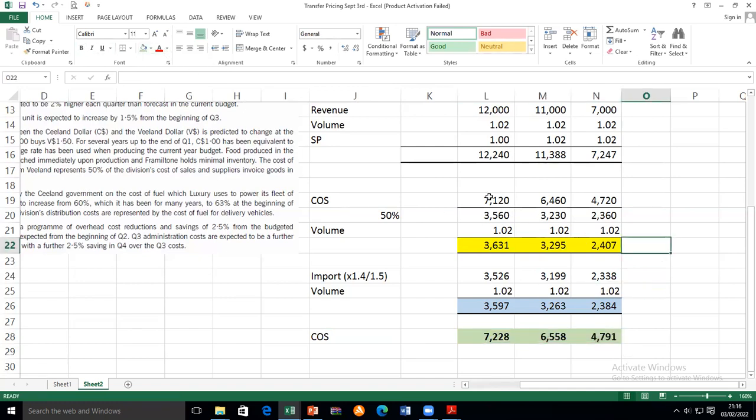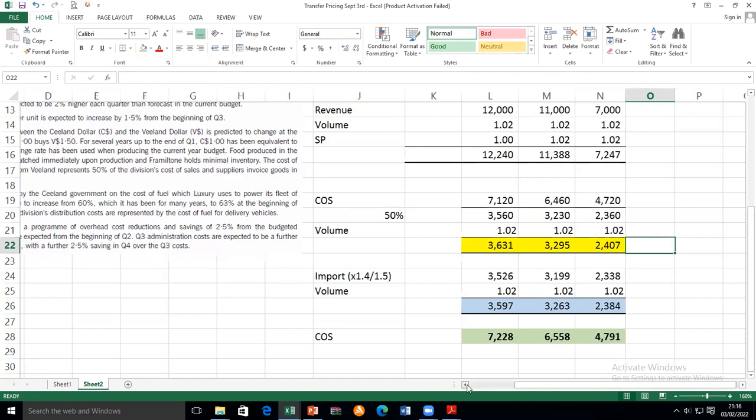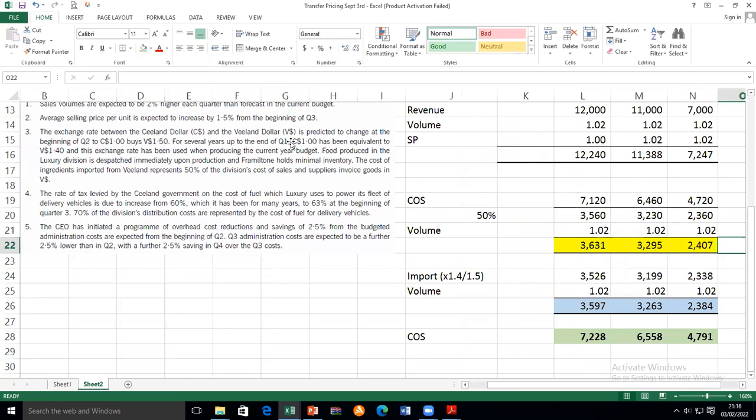So we took this figure first of all, and we say the 50% is here. So this 50% we just increase by 1.02. The other 50%, we first of all multiply by 1.4 to reverse the exchange rate that had been used from Q2. So we're now supposed to be dividing by 1.5. So what we did first, we reversed. We multiply by 1.4 and divide by 1.5.